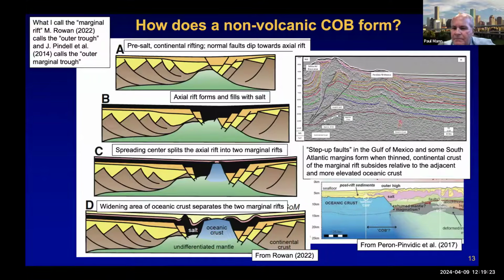So how does that affect hydrocarbons? Well, if we look at a place like Perdido in the northwestern GOM, we see what's called the step-up fault.